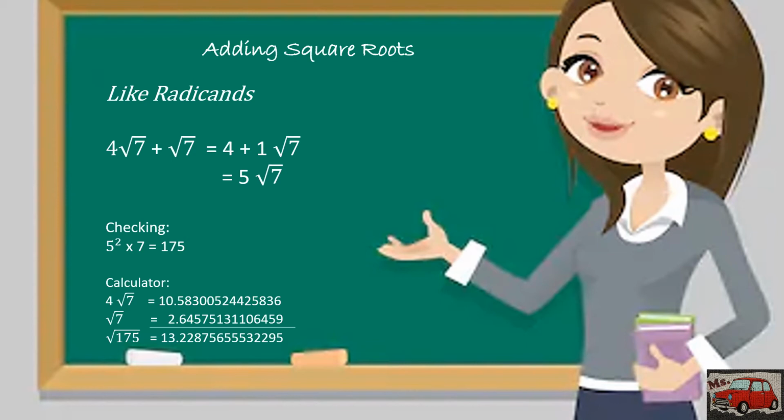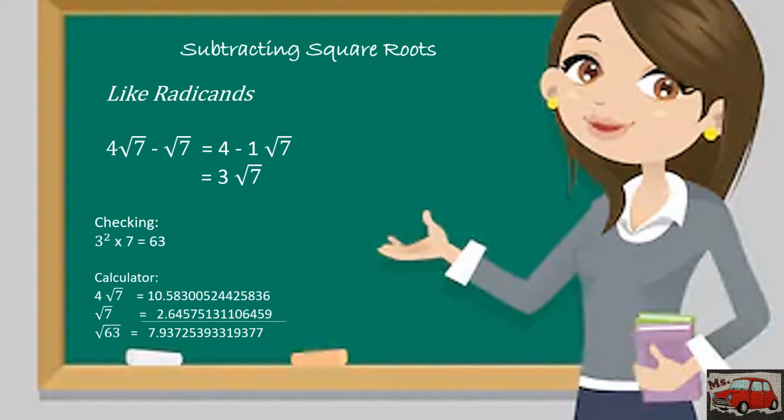That's the square root of 175, because that's what came out when we added 4 square root of 7 plus square root of 7. Alright? So how about subtracting square roots? Same scenario, we have the same radicands. So what we'll do, instead of adding the numbers outside the square root, we subtract them. So, 4 minus 1, and then copy the square root of 7. So our final answer is 3 square root of 7.